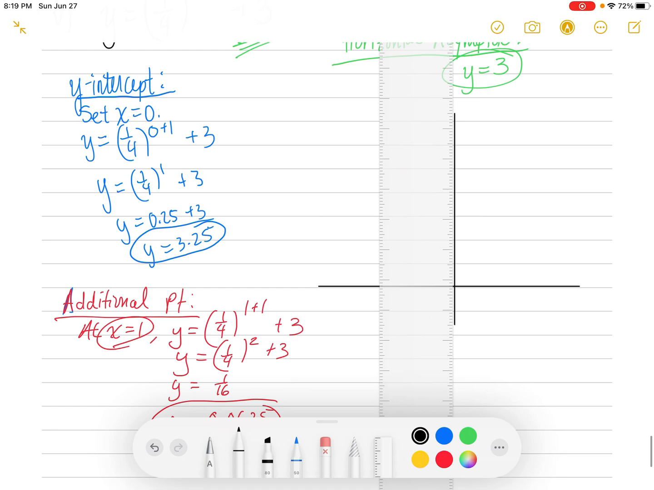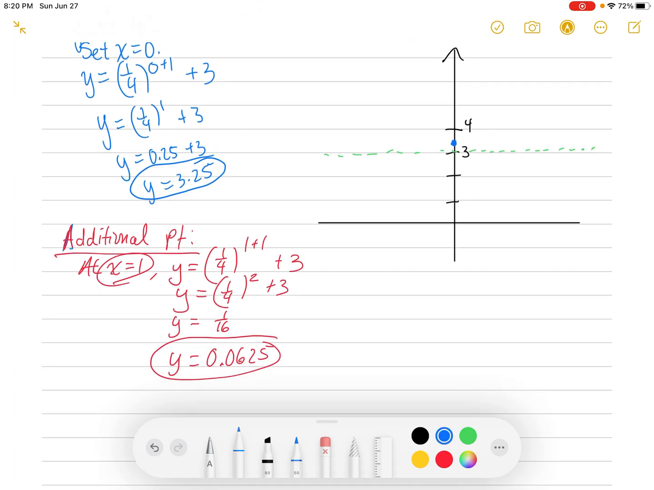So graphing this out, 1, 2, 3, horizontal asymptote, that's going to go right here. Okay, y-intercept is at 3.25, so if this is 4 right here, 3.25 would be about here. And then the next point is 1, comma, oh, I forgot to add 3 here, didn't I? I should have added 3 to 1/16. So if I add 3 to that, I made an error, didn't I? That'll give me 3.0625. So actually, the additional point is 1, comma, 3.0625.